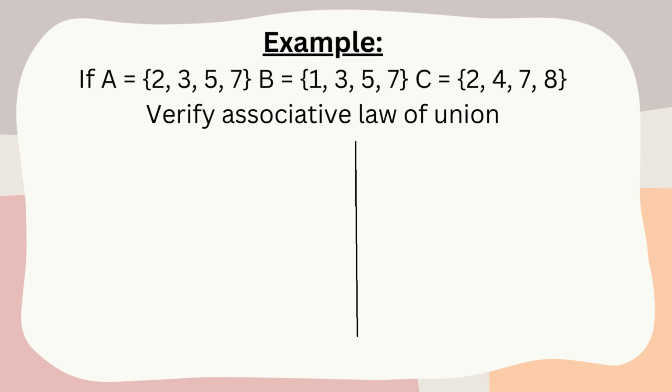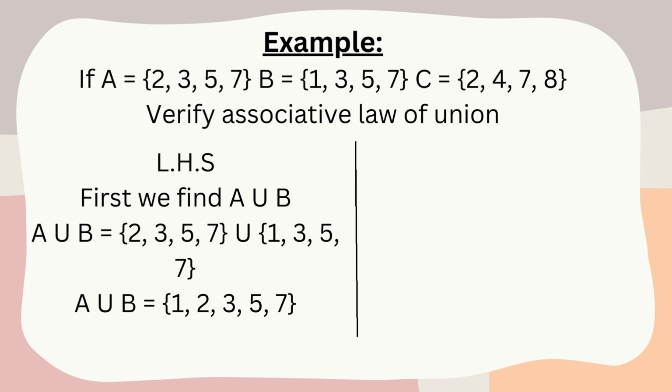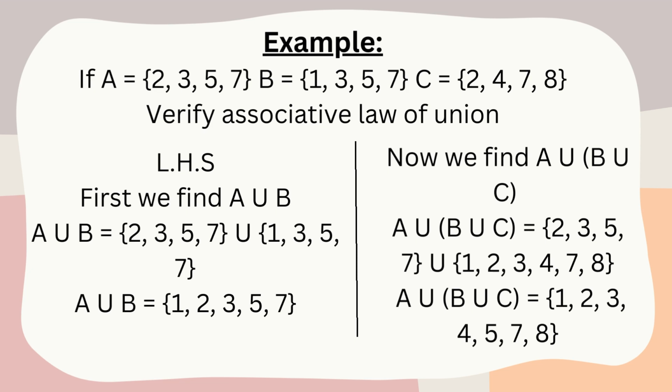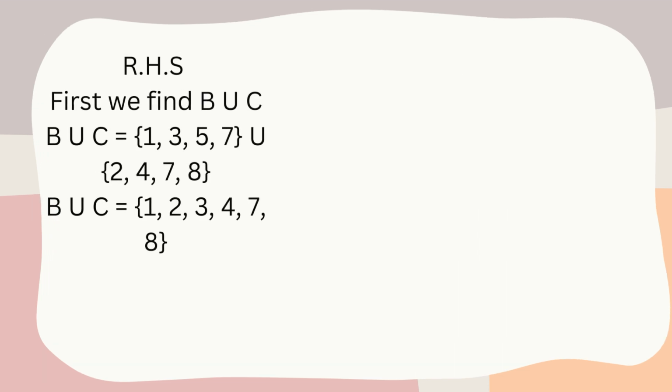First, you solve the left-hand side, which is finding A union B first. This amounts to 1, 2, 3, 5, and 7. Once you find A union B, you find the union with set C. A union B was 1, 2, 3, 5, and 7, and set C has elements 2, 4, 7, and 8. Once you combine these two sets, you get 1, 2, 3, 4, 5, 7, and 8.